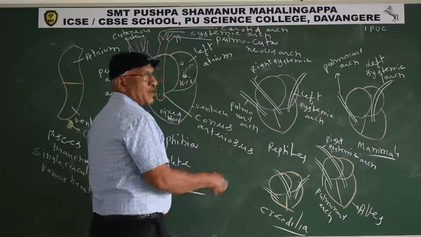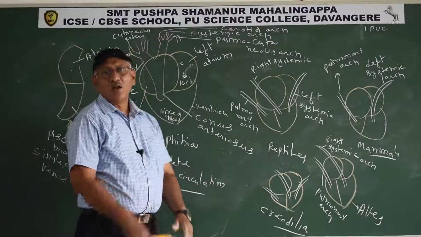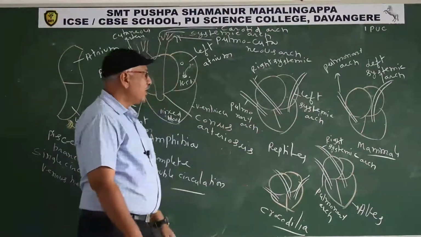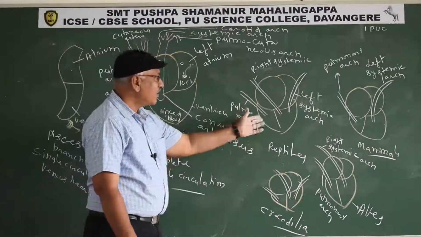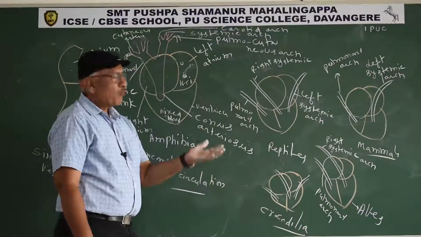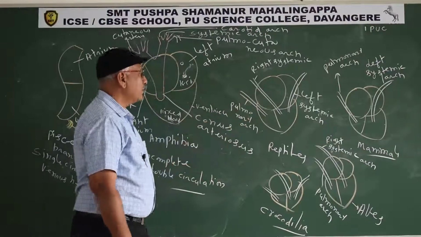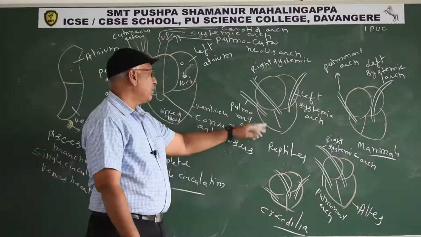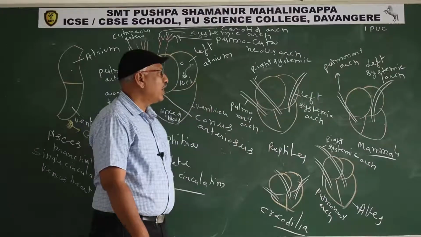So right atrium contains deoxygenated blood, left atrium contains oxygenated blood. When the atria undergo contraction, deoxygenated and oxygenated blood enter into ventricle. The deoxygenated and oxygenated blood mix, so ventricle contains mixed blood. When the ventricle undergoes contraction, the mixed blood enters into three arches. Three arches directly arise from the ventricle. One is pulmonary arch, and the next ones are right systemic arch and left systemic arch.